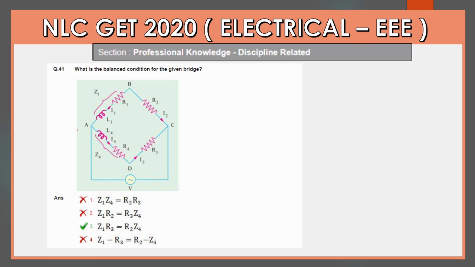Next question, it is saying what is the balanced condition for the given bridge. As we know, if you balance the bridge, it should be this branch into this branch equal to this branch into this branch. So you can say the third option is matching. Z1 into R3 equal to Z4 into R2.